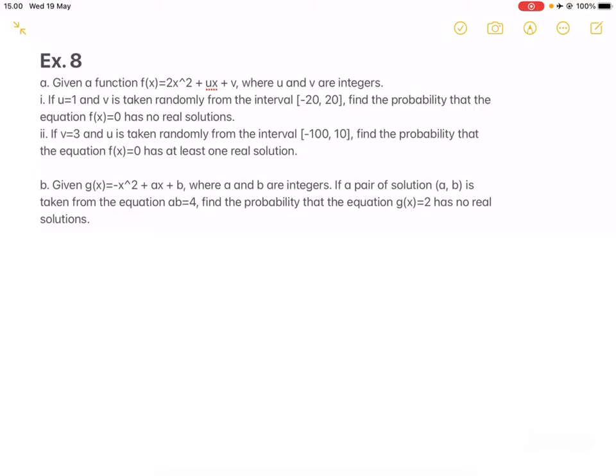Alright, so here's example 8 for probability. This is about quadratic functions and it's actually about designing it and testing if a certain root exists or not. So let's work this out. For part A, given a function f of x equals 2x squared plus ux plus v, where u and v are arbitrary integers.